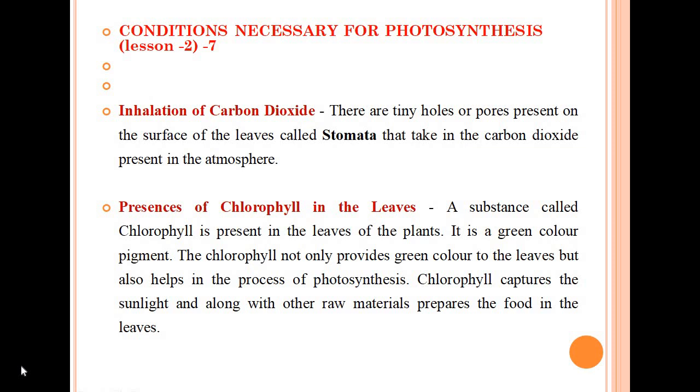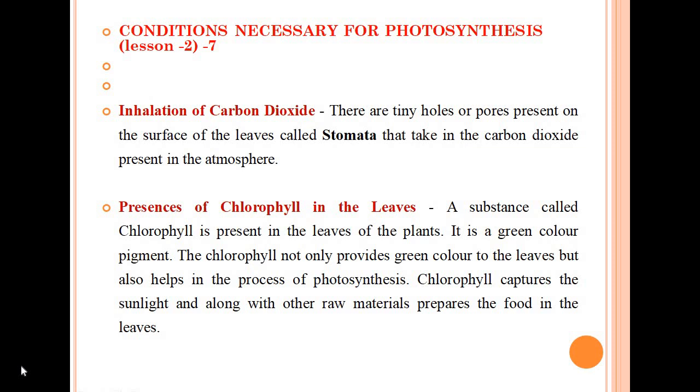Now we are moving to the next condition necessary for photosynthesis. The second one is the presence of chlorophyll in the leaves. Now we know that chlorophyll is a green pigment present in specialized structures in the cell, that is, chloroplasts. Chloroplast is an organelle in the plant that contains the pigment chlorophyll.